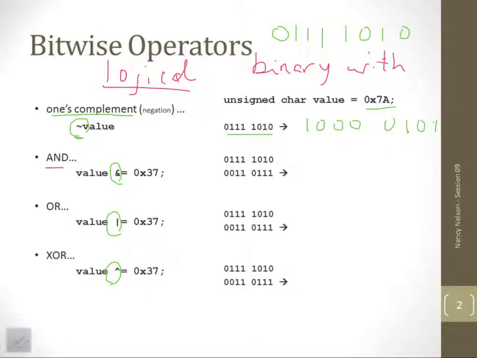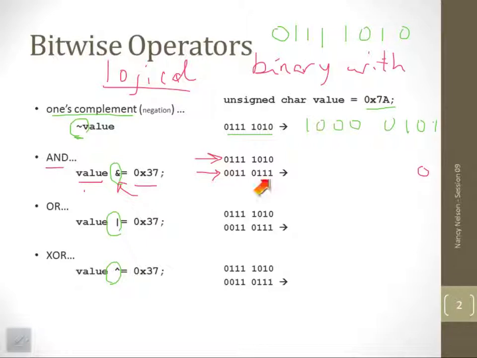Now if we look at our AND operator, so this is our ampersand. This expression says we're going to take what's in value, do a bitwise AND with the hexadecimal value 37, and store it back into value. So here we have value, which is 7a. Here we have hexadecimal 37. And what's going to happen is we're going to look at each bit individually. So we're going to start at the right-hand side, and we're going to say 0 and 1. Well, we know with an AND operator that it's only going to be true if both of them are a 1. So this is going to be a 0.